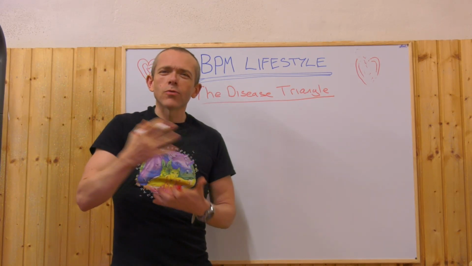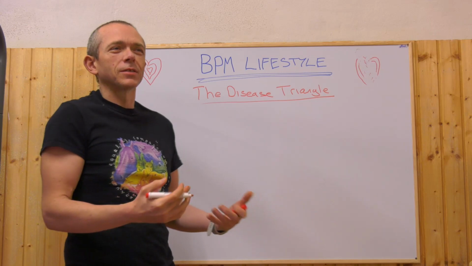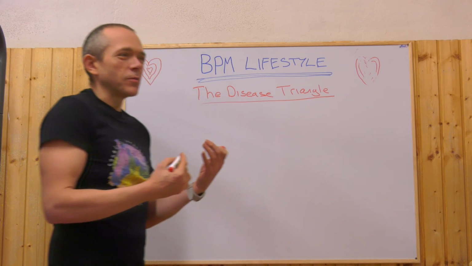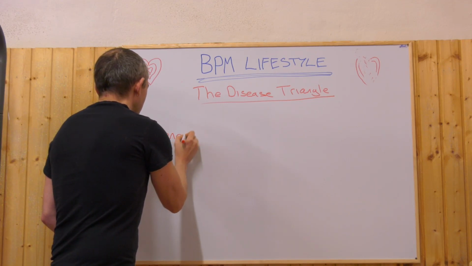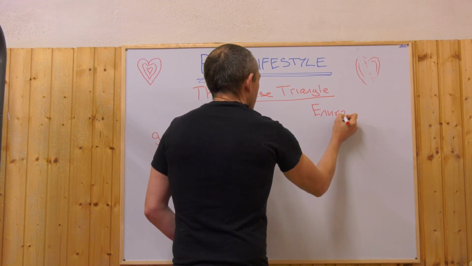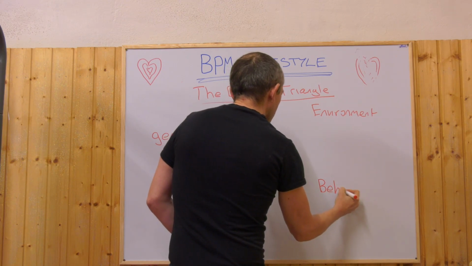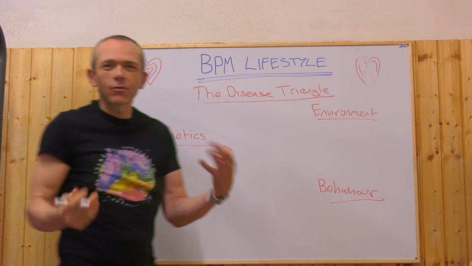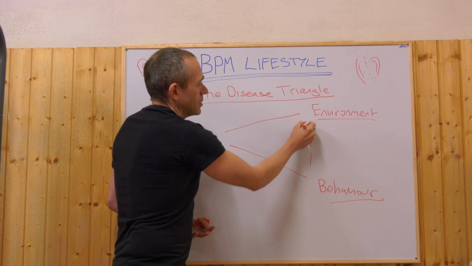You have to understand in all aspects of life that there are multiple reasons for things occurring. There's not just one singular cause of a disease. There are multiple causes of disease. And the three main reasons why you end up with a disease are your genetics, the environment, and your behavior. Behavior, environment, and genetics. And these three aspects form a triangle that feed each other in both directions.